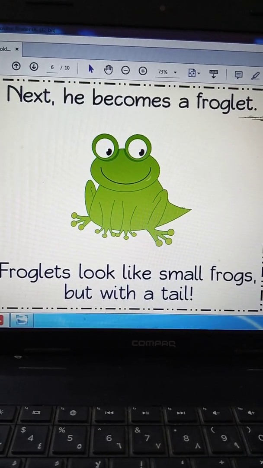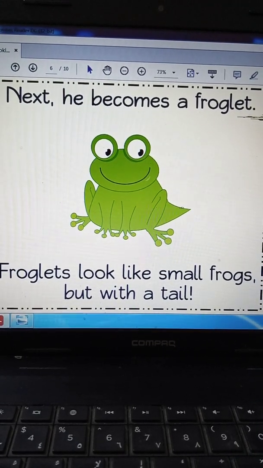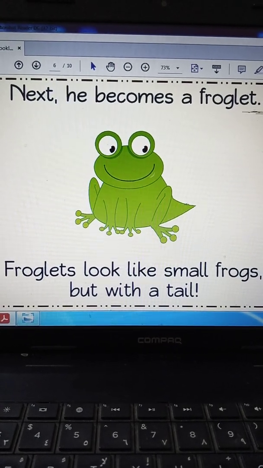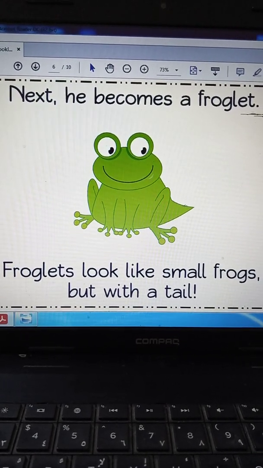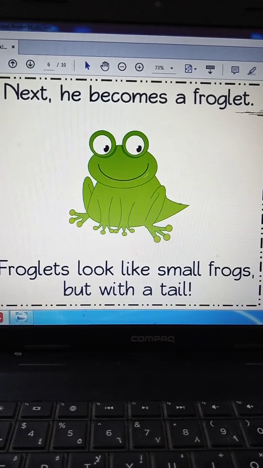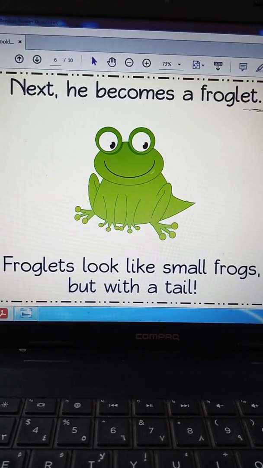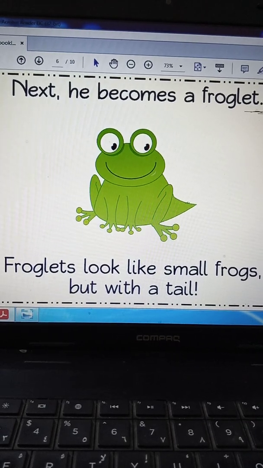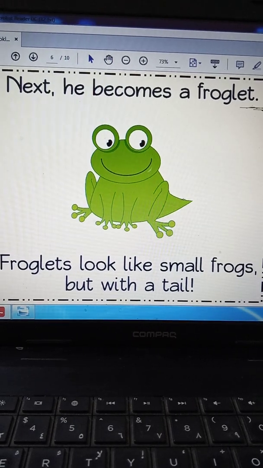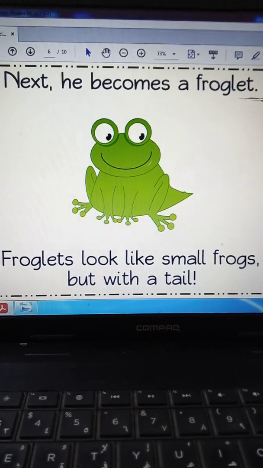Next, he becomes a froglet. Froglets look like small frogs but with a tail. So, we have egg and then tadpole. And then the tadpole has legs, so tadpole with legs. And then when it looks like a frog, it is called, repeat after me, froglet. Frog and just add let, so it's a froglet. Froglets look like small frogs, but they have a little tiny tail. All right.